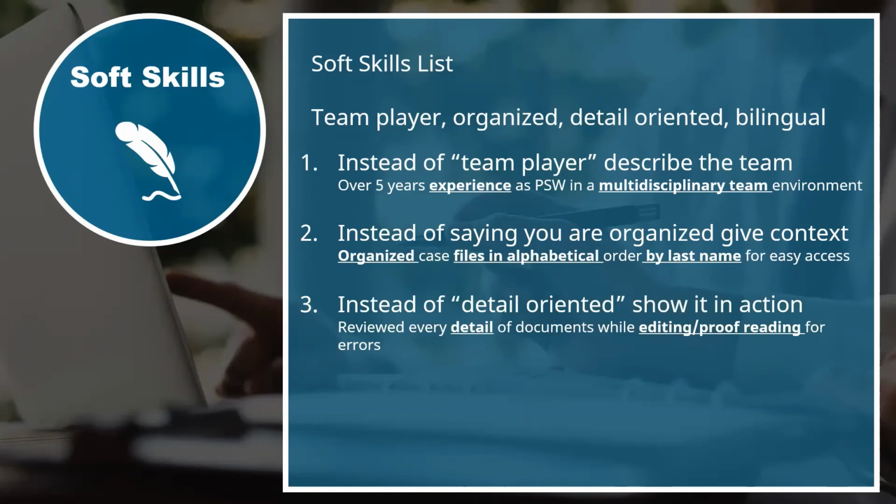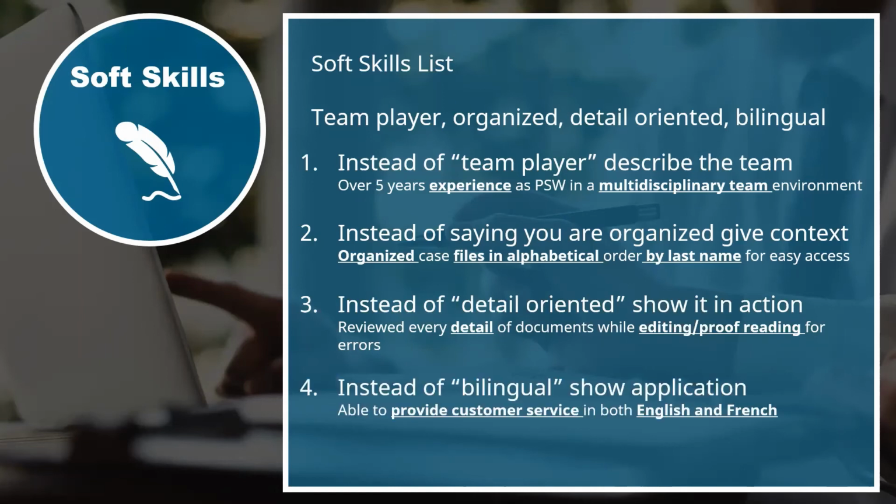Instead of saying detail-oriented, show this skill in action. So where would you be detail-oriented? This is kind of similar to number 2, but instead of using it as an action verb, you use it elsewhere in the point. So: reviewed every detail of documents while editing/proofreading for errors.